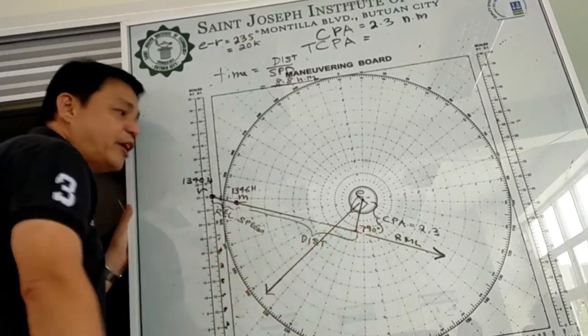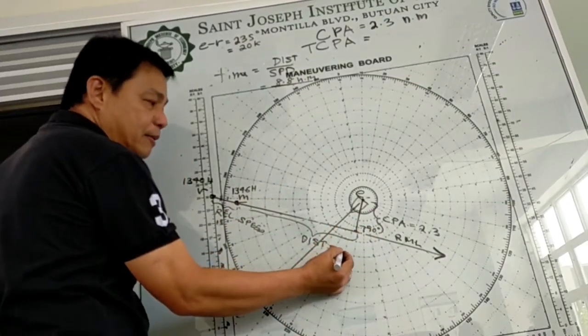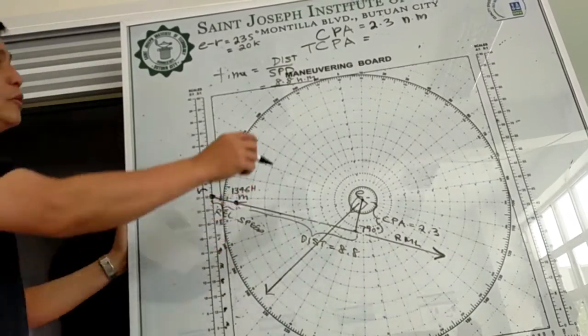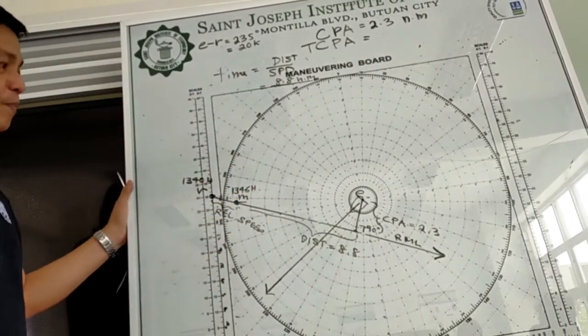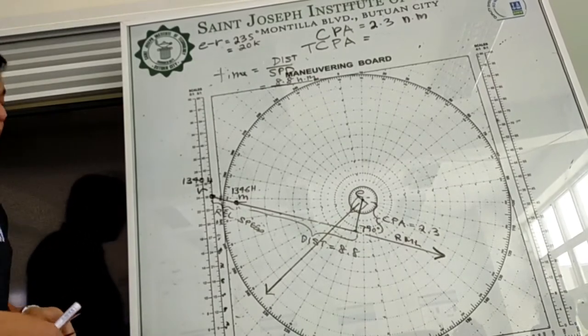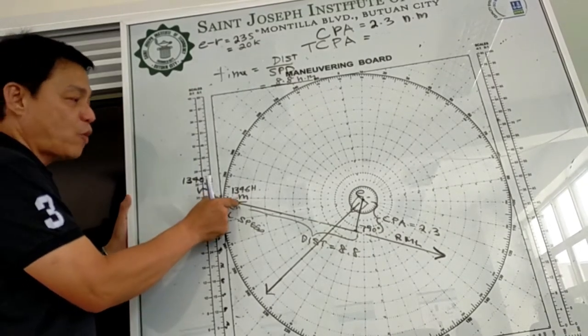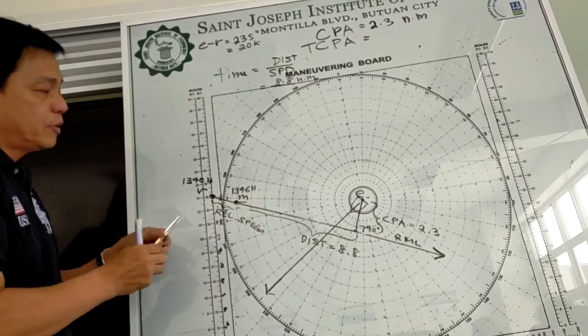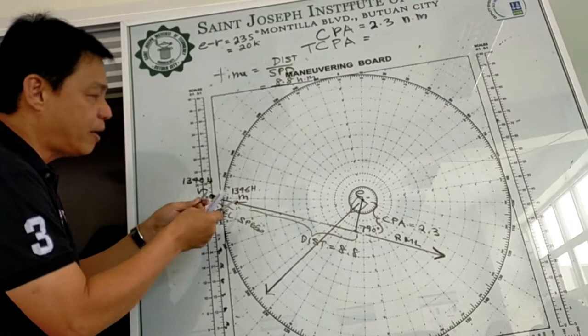The distance from here to here is 8.8 nautical miles. Next thing to do is to get the relative speed. How do you get the relative speed? Are you going to measure this one? Yes, of course. So this one should be measured. So you measure this one from R to M.